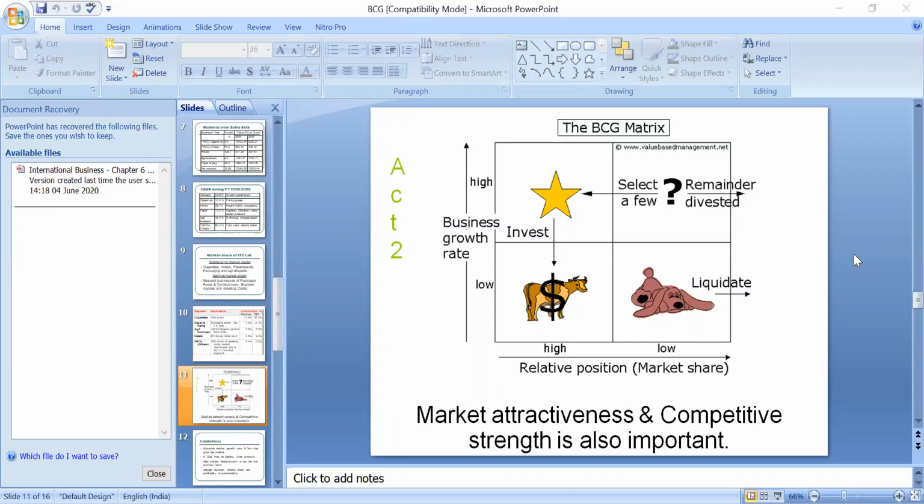Now let us come to the last leg of our quadrant, called a dog. Here, the growth of the particular business is very low. Your market share is also very low. It's almost like a lose-lose situation.